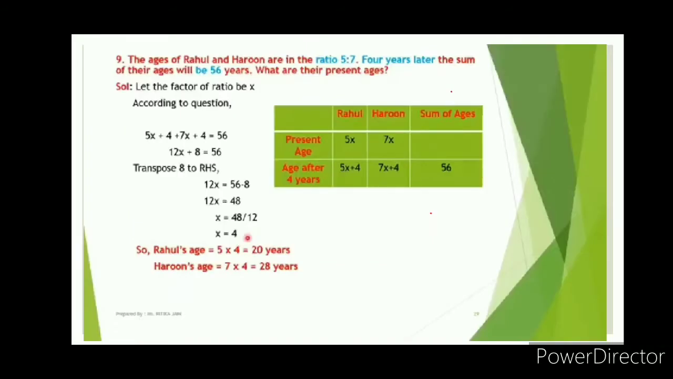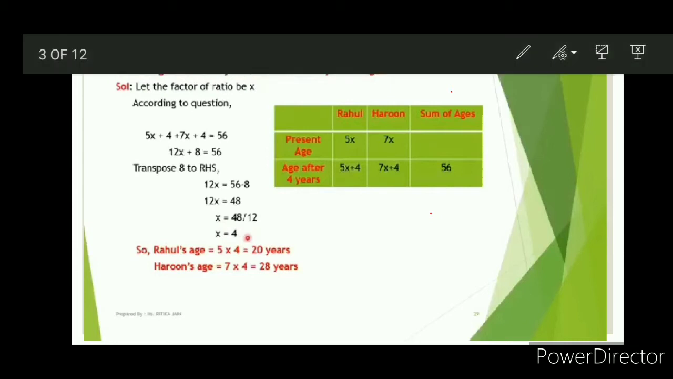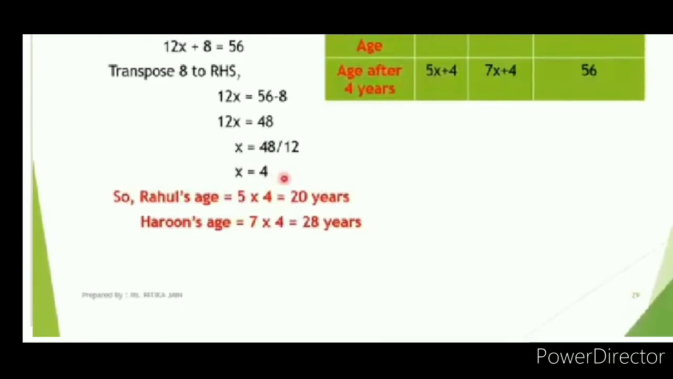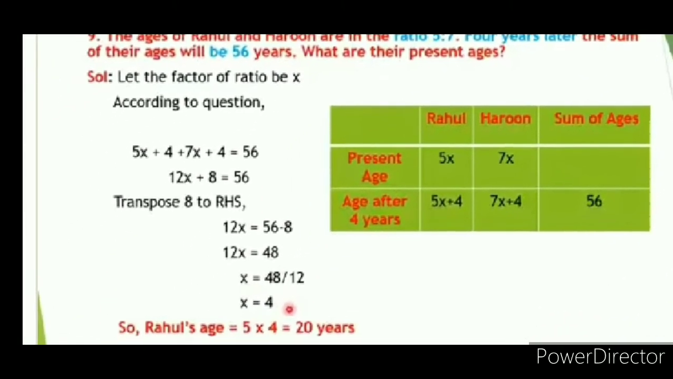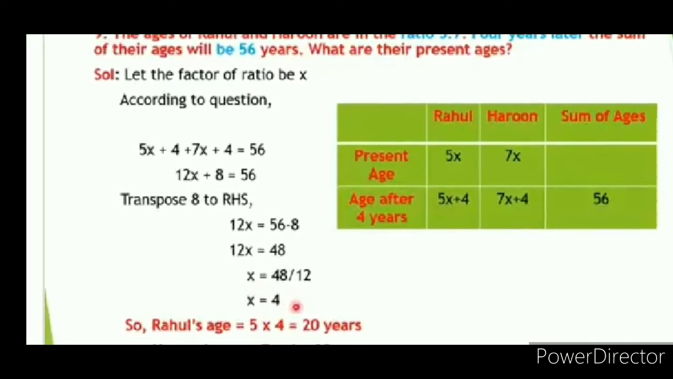According to the question, we use the second sentence to make the equation. In the second sentence, what is given? 4 years later, the sum of their ages will be 56. So these three terms are related to the second sentence. Now we relate these three terms and make the equation. Look at the answer. According to the question, 5x plus 4 plus 7x plus 4 equals 56. After that, you know the calculations.